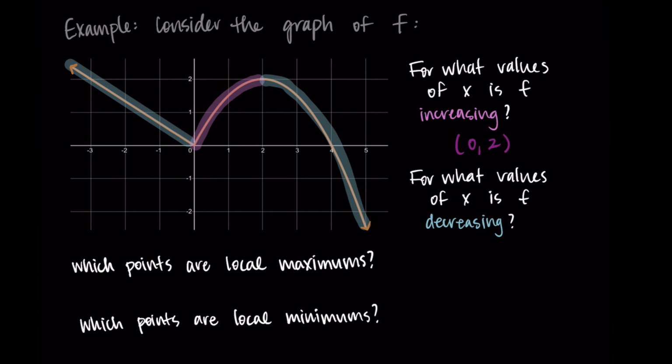Then for decreasing, I'm seeing that we're decreasing from negative infinity to 0, so that's that entire left part of the graph, and then from 2 to infinity. So we're decreasing for the first part and for the end part.